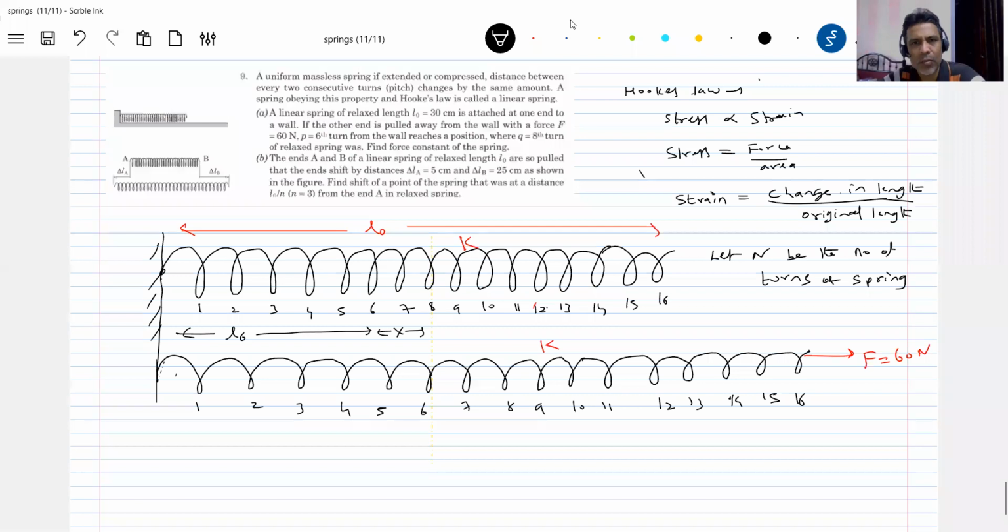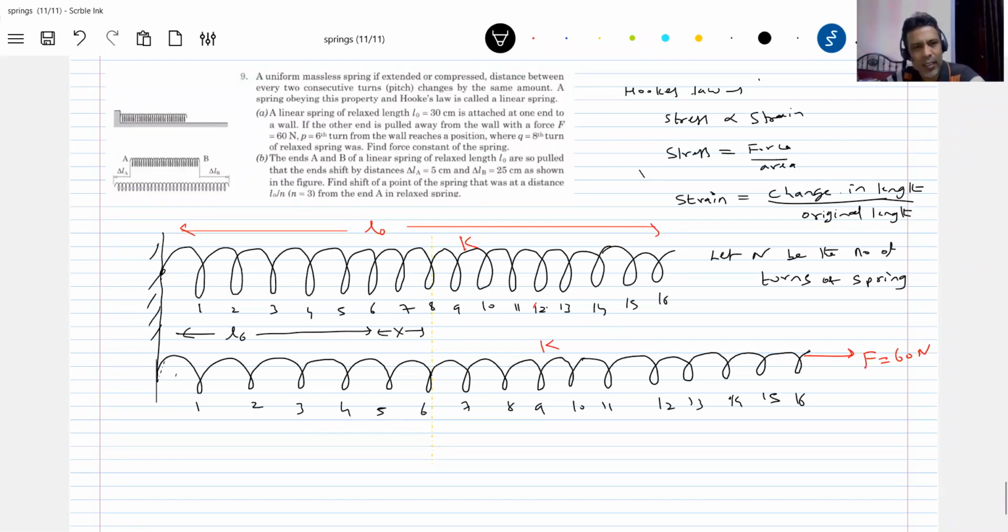The distance between consecutive pitch changes by the same amount. To make you understand, I brought a gap, but practically what will this gap be? This gap will be almost negligible. Do all of you agree? So with that information, what can I write now? To make you understand, I draw a diagram like this.